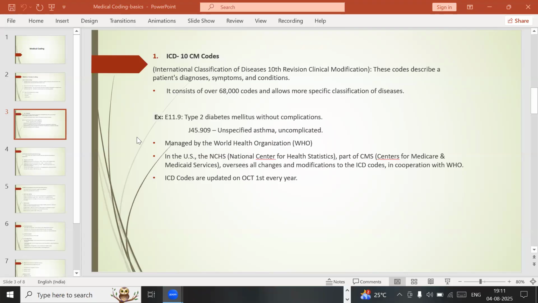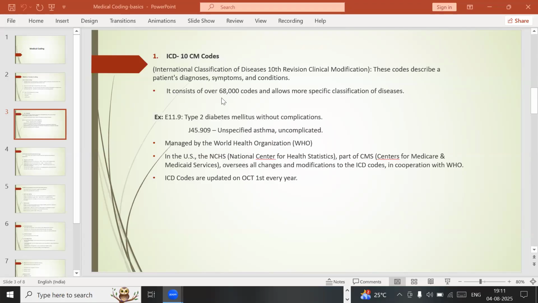These codes describe a patient's diagnosis, symptoms, and conditions. These manuals are updated every year. Updated in the sense that if they want to add any new codes, they add them to the manual. If they want to delete any old code, they delete it from the manual. And if they want to make revisions or guideline changes in specific chapters, they do that. One organization is responsible for updating all these things.